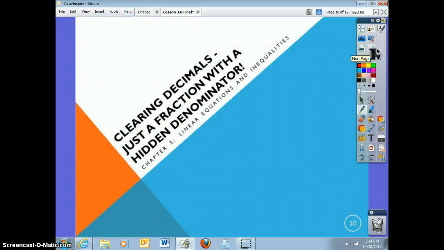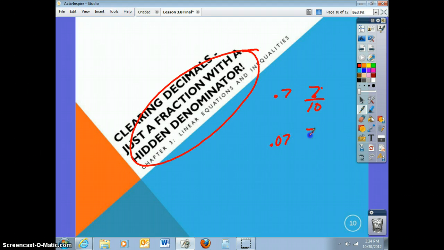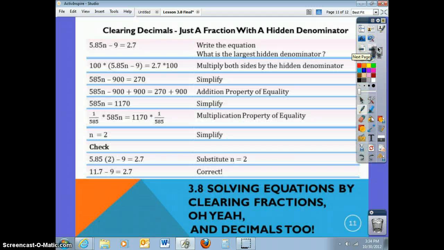Okay, the last one is clearing decimals. Now this lesson's called clearing fractions. Well, guess what? It's also clearing decimals, because decimals are just a fraction with a hidden denominator. 0.7 is actually 7/10, right? So that's its fraction. 0.07 is 7/100ths. Okay, so decimals are just fractions with a hidden denominator. Knowing that, we can just clear them out the same way.